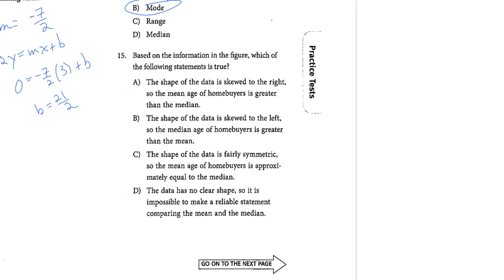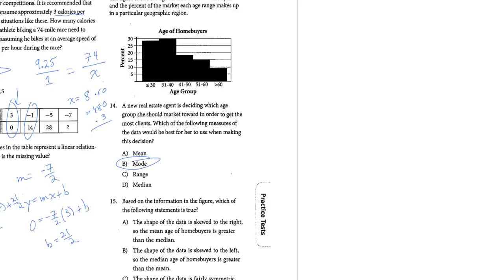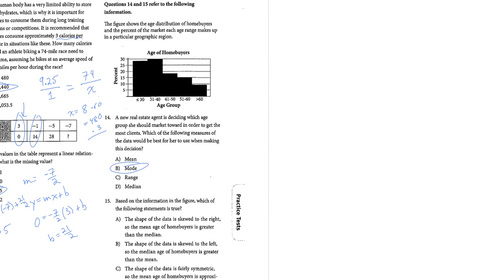Okay, based on the information in the figure, which of the following statements is true? Alright, so for this one, 15. This graph is skewed, okay? It's going to be skewed right, because the majority of our data is on the left. In this relationship, our mode is over here. We always have the mean being in between. Ideally in a normal graph, it's in the middle, but when we have skew, it shifts one way or the other.